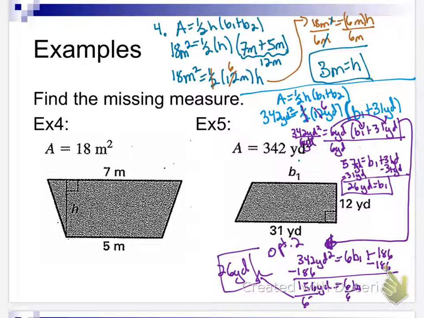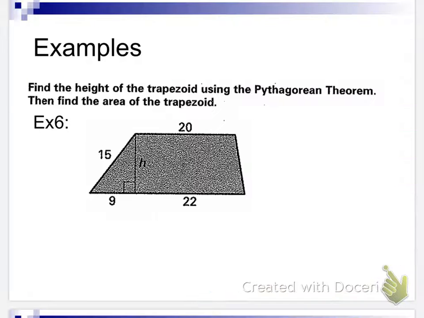Either option works mathematically. This one says find the height of the trapezoid using the Pythagorean theorem, then find the area of the trapezoid. So we want to find this area using the Pythagorean theorem. This is your best friend from a while ago. A squared plus b squared equals c squared. Remember, c squared is the hypotenuse, the side across from the right angle. The other two don't matter how we call them.